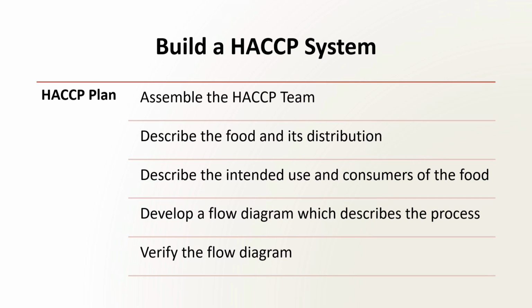And the HACCP plans are prepared for each product or process and identify possible hazards and controls in place to make sure the hazards are prevented, eliminated, or controlled to ensure acceptable levels in the food product. To develop a HACCP plan, there are 5 tasks to accomplish before the application of the HACCP principles. Assemble the HACCP team. Describe the food and its distribution. Describe the intended use and consumers of the food. Develop a flow diagram which describes the process. And verify the flow diagram.